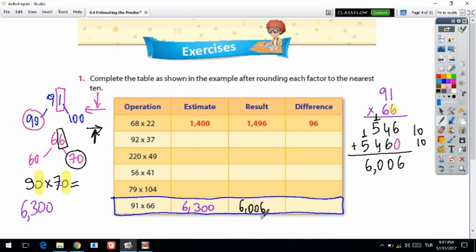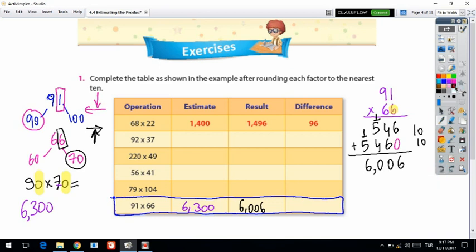6006. So there is just the difference to find. Difference means you subtract them. Okay, now let's subtract them. First, let's write the bigger number, 6000. I want to use a different color to understand well.